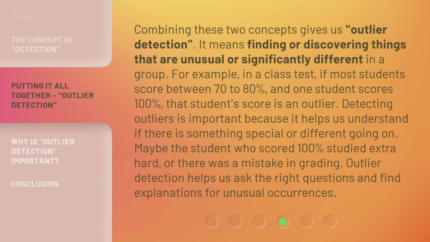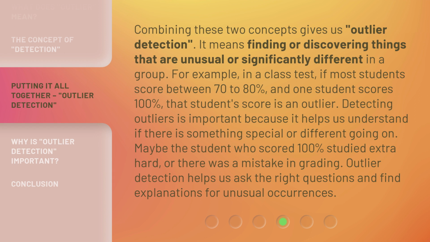Combining these two concepts gives us outlier detection. It means finding or discovering things that are unusual or significantly different in a group. For example, in a class test, if most students score between 70 to 80%, and one student scores 100%, that student's score is an outlier.